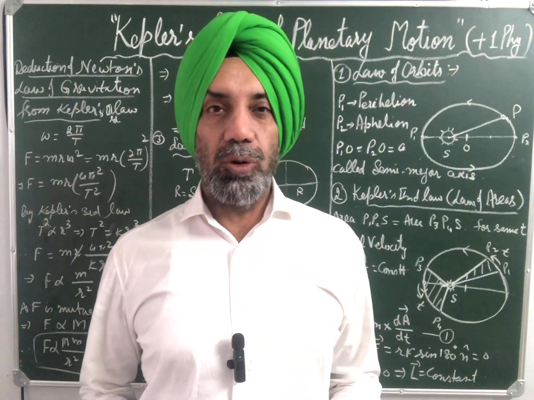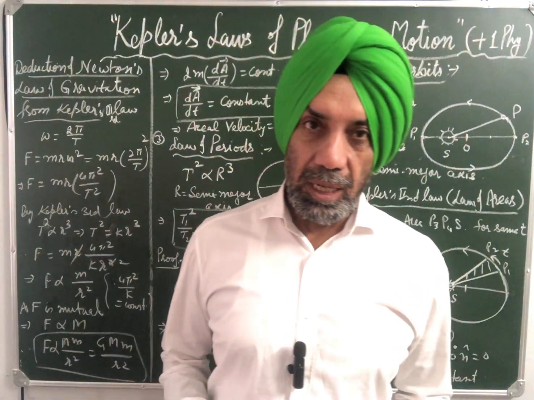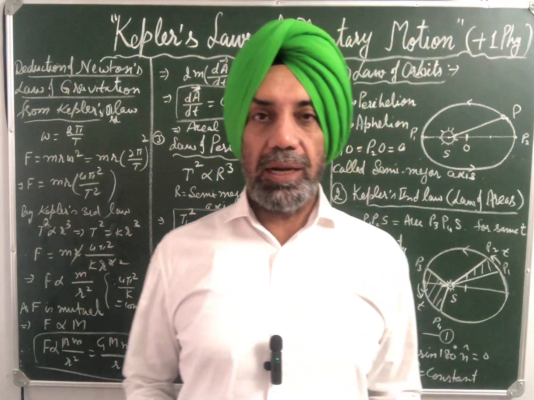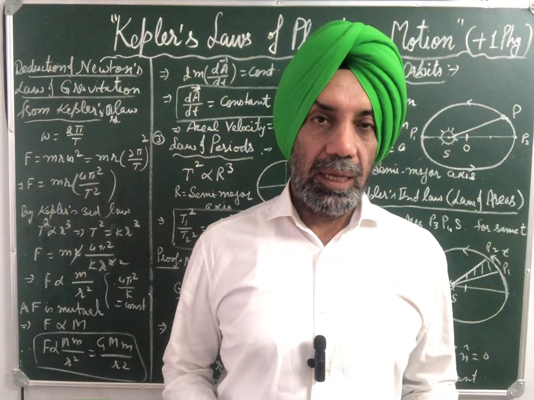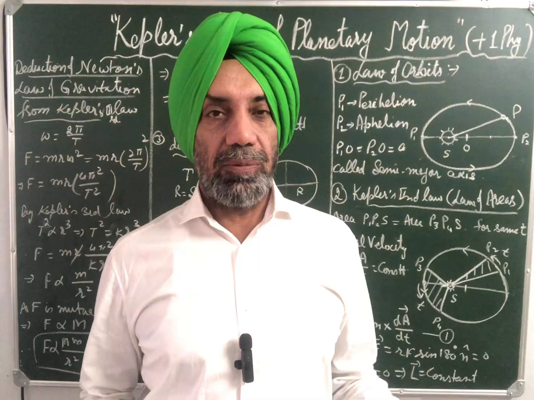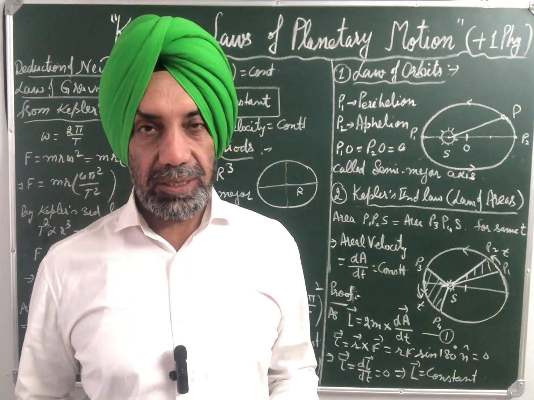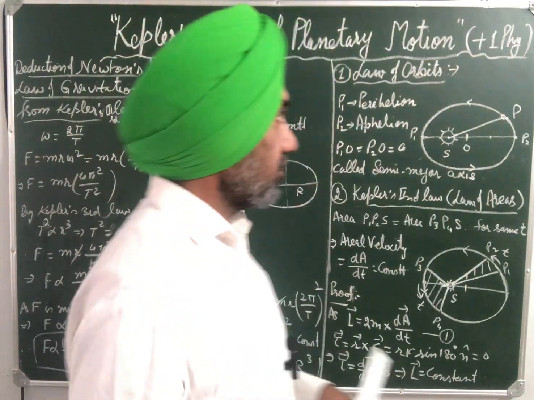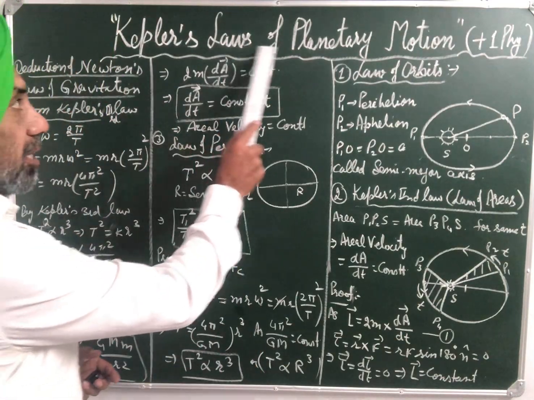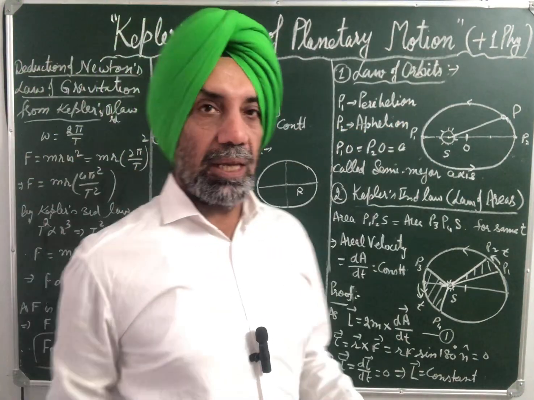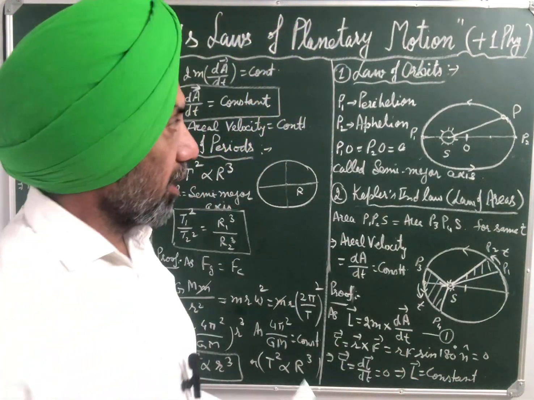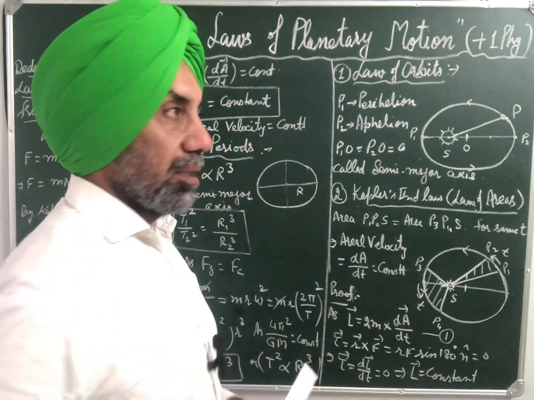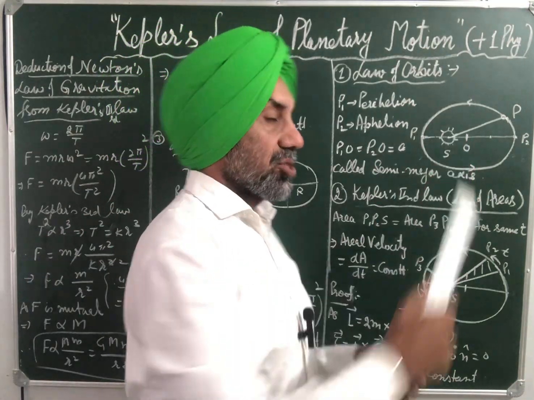So today I am going to discuss Kepler's laws of planetary motion and their application from the chapter of gravitation of +1 physics. So let us start. What are Kepler's laws of planetary motion? There are three Kepler's laws of planetary motion. The first law is known as law of orbits.